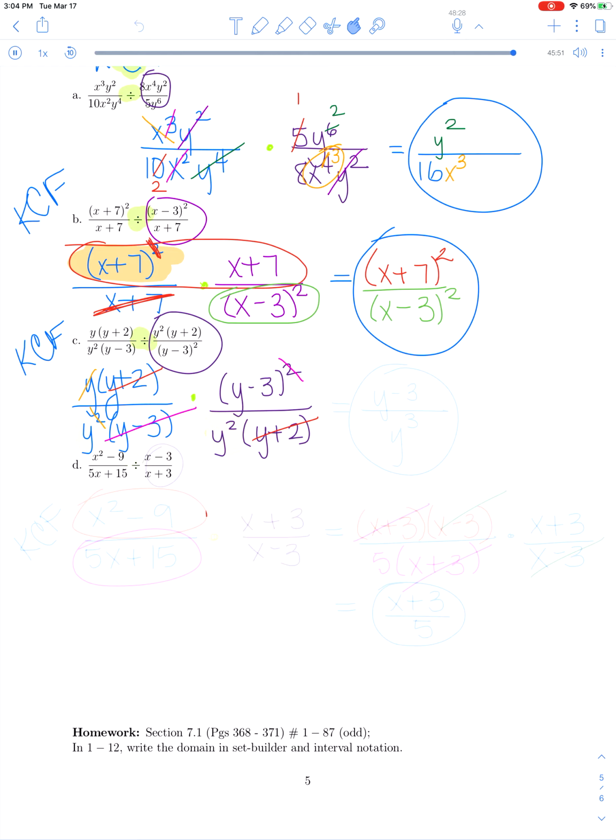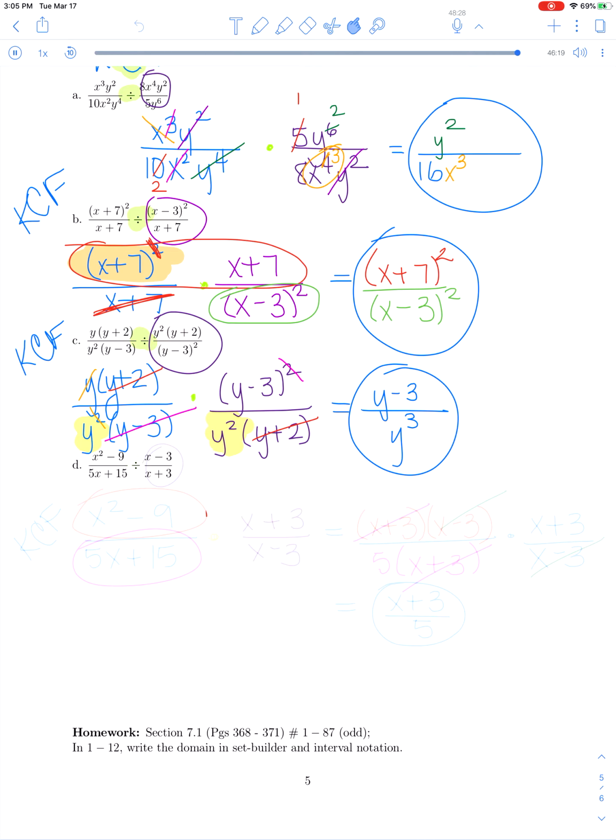And I think that looks like it. That leaves us with one remaining y minus 3 on top. And be careful, let's see what's left on the bottom. We have a y and a y squared, which means we've got a total of 3 y's on the bottom, y cubed. So there's our final answer.